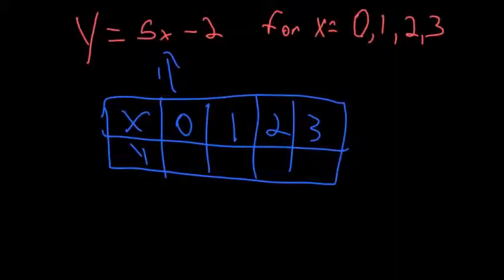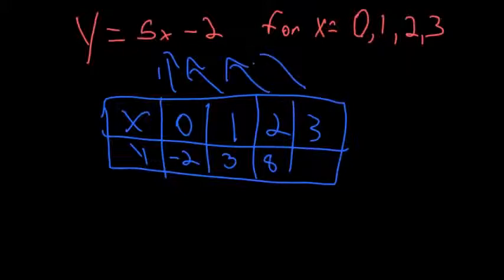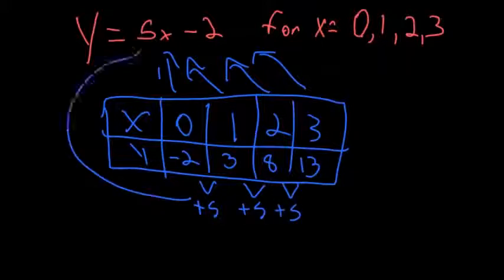5 times 0 is 0, minus 2 is negative 2. 5 times 1 is 5, minus 2 is 3. 5 times 2 is 10, minus 2 is 8. 3 times 5 is 15, minus 2 is 13. So you should also see that as we go up, each time we're changing 5, because that's what's in front of our x. And each time we're changing on the top is plus 1. So 5 over 1 would be 5.